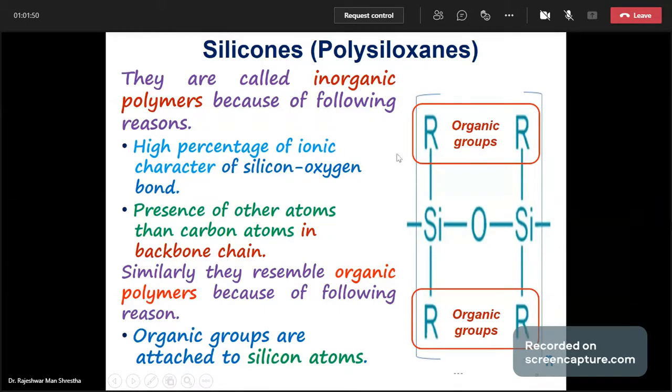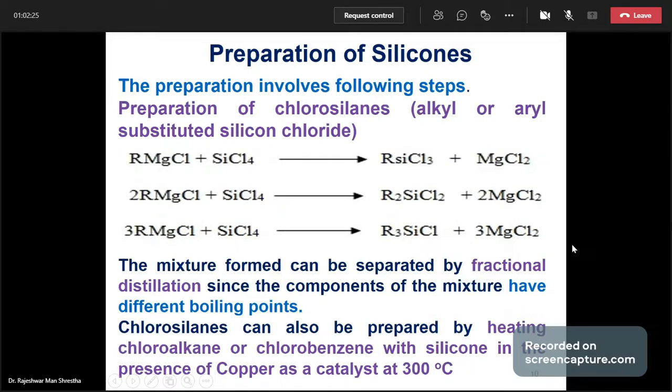For that reason we call them organic polymers, but that is a very minor consideration. At last, one reason is used to call them organic polymers and two main reasons are used to call them inorganic polymers, and finally we can call silicone an inorganic polymer. In the main chain there is no carbon; even where carbon is present, it is outside the backbone chain.